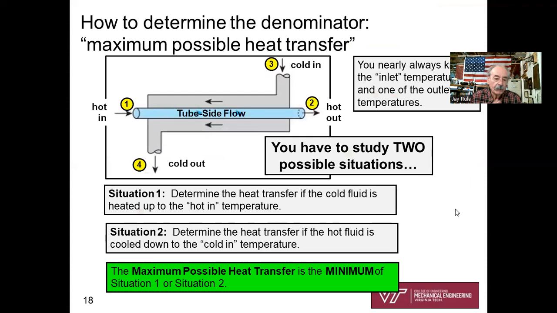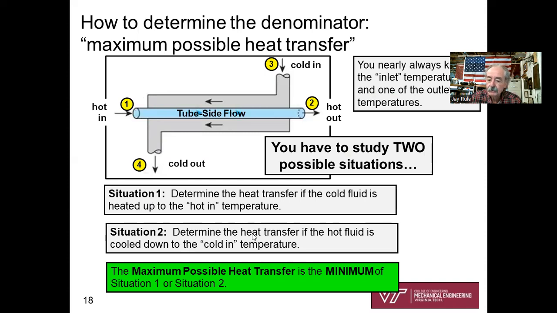Okay, so now how to determine the denominator, or maximum possible heat transfer? Here's what you have to do. You have to study two possible situations. Situation one will be a what if situation. What if the cold fluid is heated up to the hot inlet temperature? In other words, you heat the cold fluid up to the maximum possible hot in temperature. That's situation one. It's sort of a theoretical study.